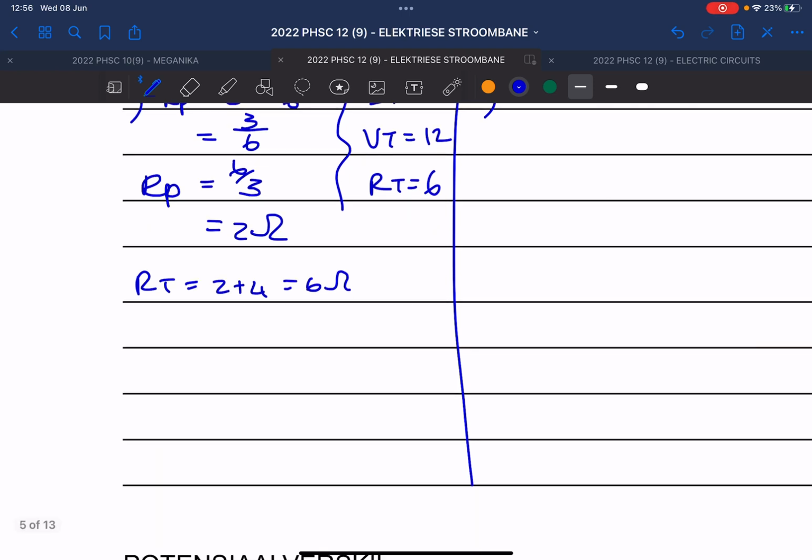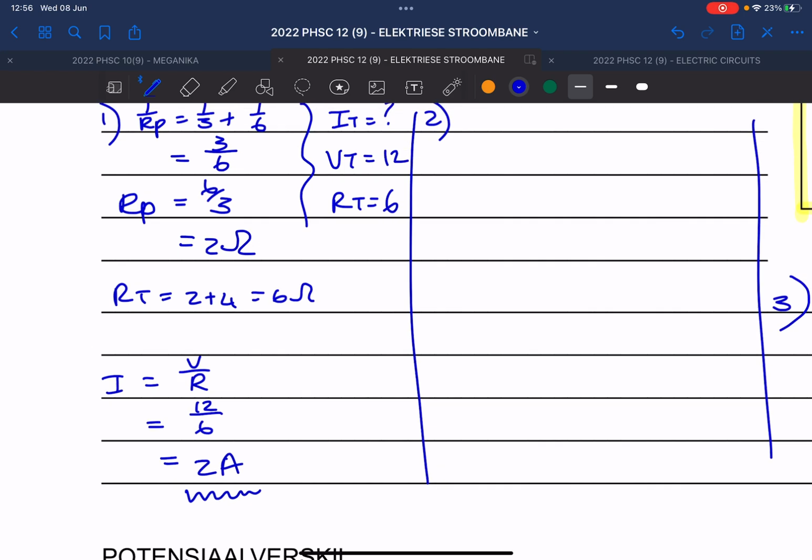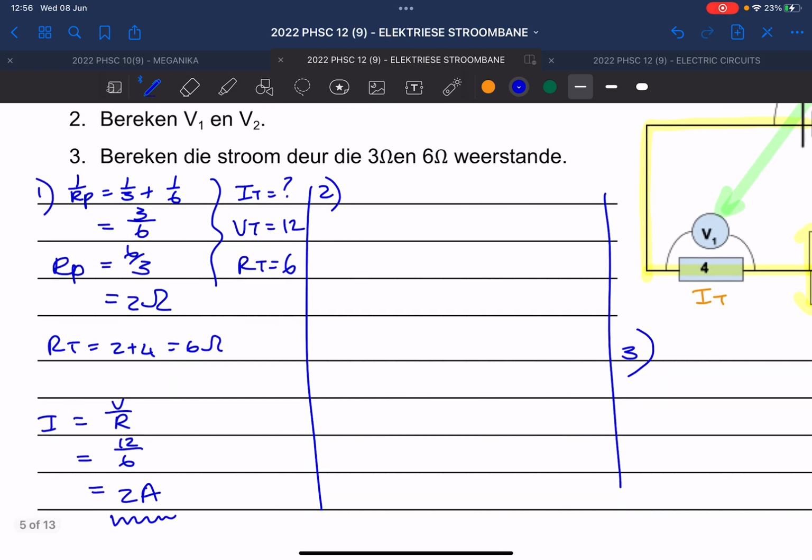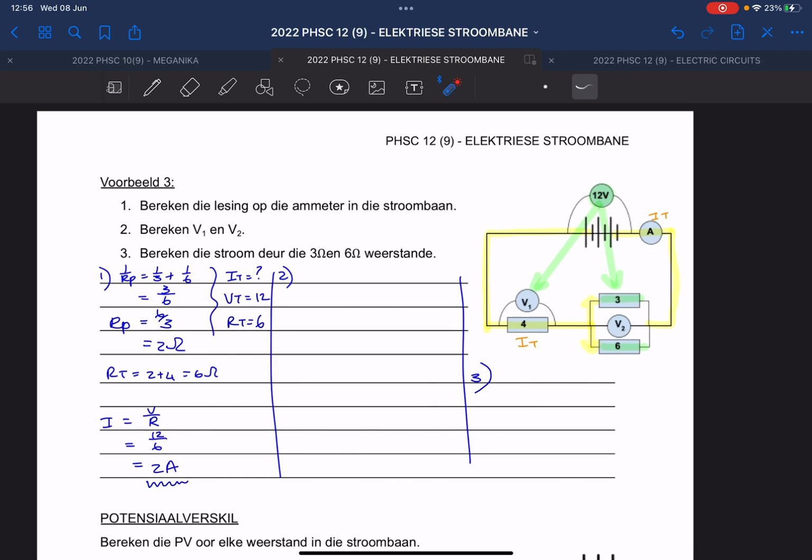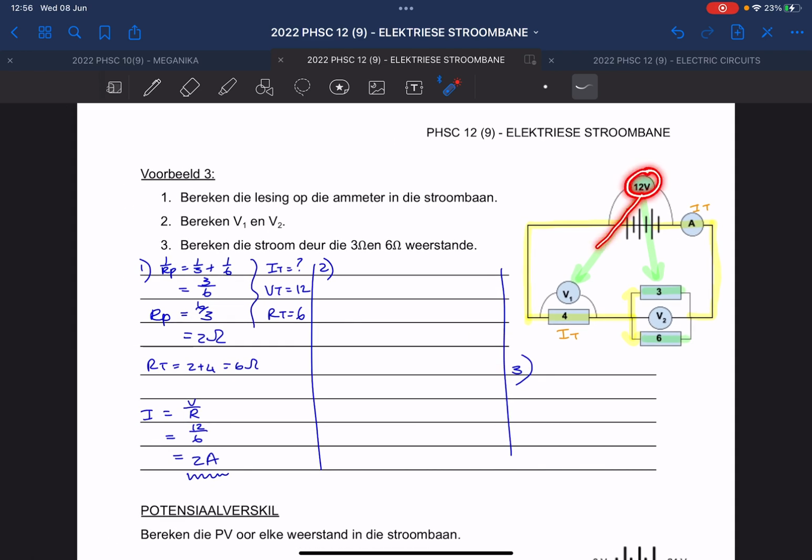Okay, now we're going to get to the current. It's volts over resistance. Die volts is 12, die weerstand is 6 en dit geef my 2 ampere. Okay. Then I'll ask you, what is the volts of that 12 volts? How much goes to V1 and how much goes to V2?